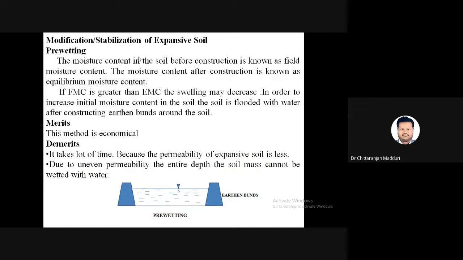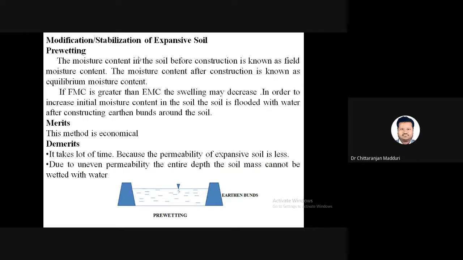The demerits of this method are that it takes a lot of time because of the low permeability of soil. Expansive soils are treated as clays, and clays are treated as impermeable soils. The permeability is very low. If you pre-wet the soil mass, because of low permeability the water cannot penetrate through the soil immediately, so it takes more time. That's why it takes a lot of time to stabilize the soil mass.